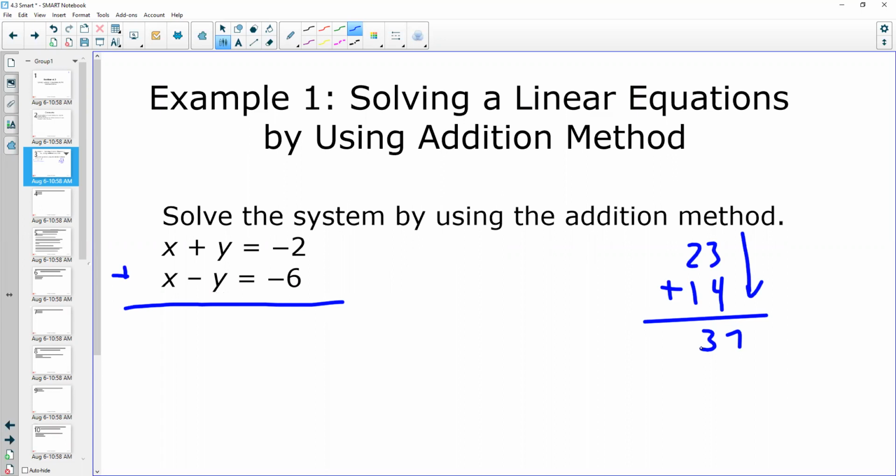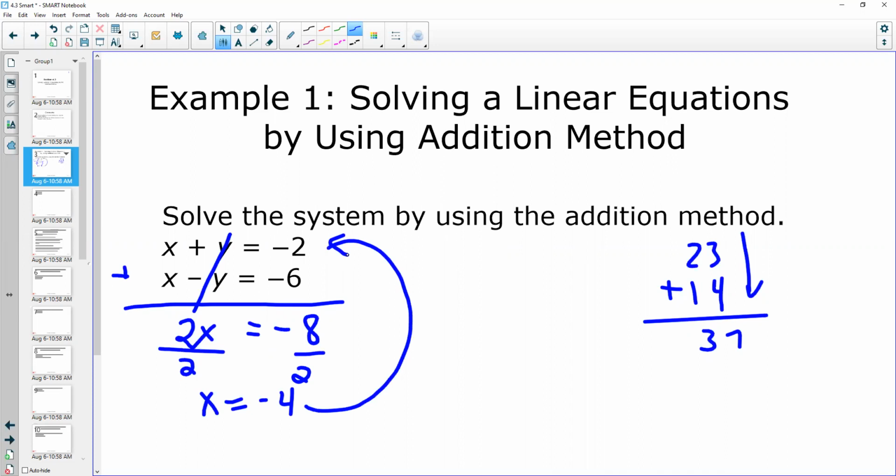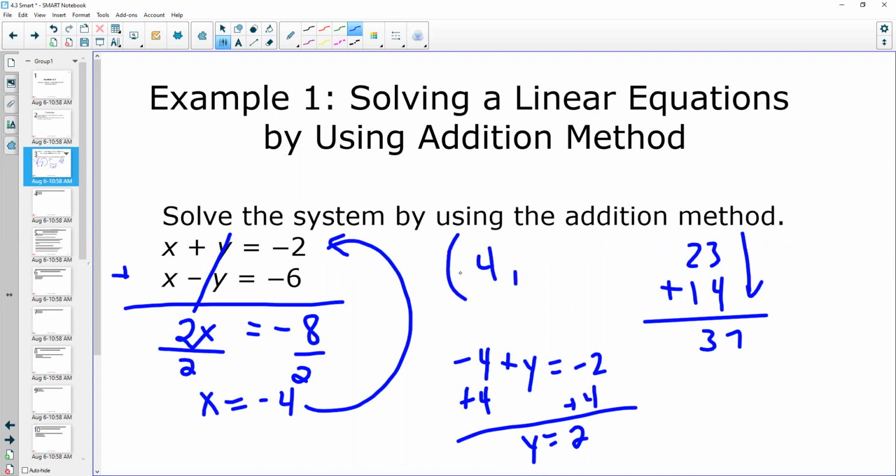So what happens here if I add down is I get -2 and -6 is -8. The y's cancel, plus y minus y, and that's exactly what I want. And then I get x plus x is 2x. And now I just solve for x. So I get x equals -4. And now what I can do is plug that into one of the original equations and say -4 plus y equals -2. Add 4 to both sides, and I get y equals 2. So now I know what my answer is. It's (-4, 2). And you can check that in the equation.